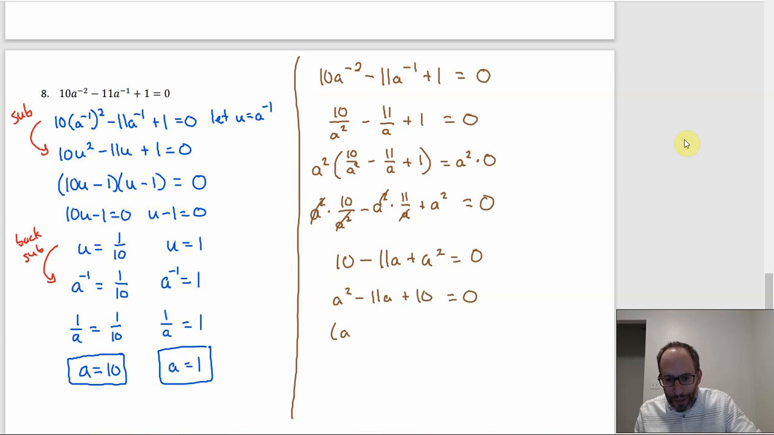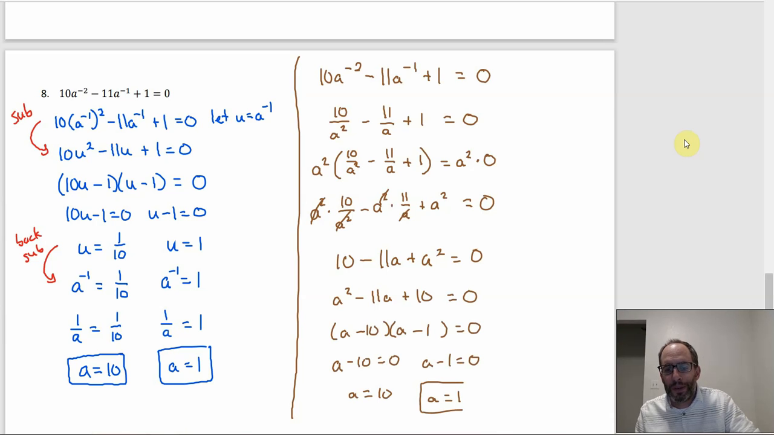And then to factor that, we need a pair of factors of 10 that add up to negative 11, which would be negative 10 and negative 1, right? So you'd have a minus 10 equals 0, and a minus 1 equals 0, so you get that a equals 10 and a equals 1. And so you get the exact same answers. It doesn't really matter which way you do this.